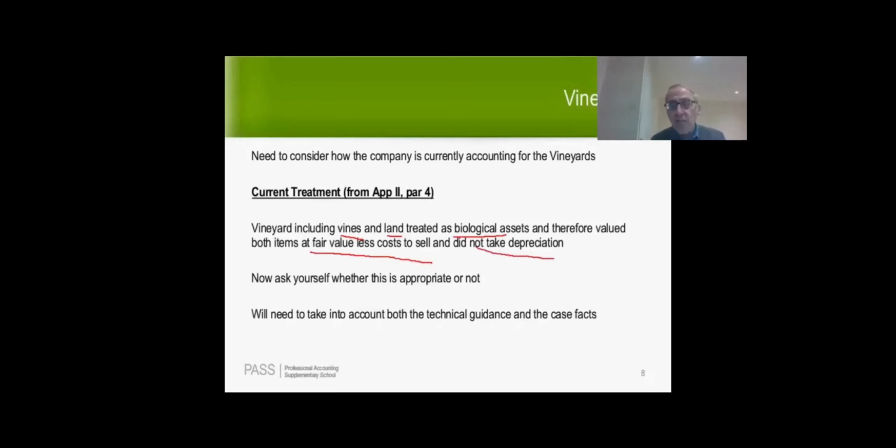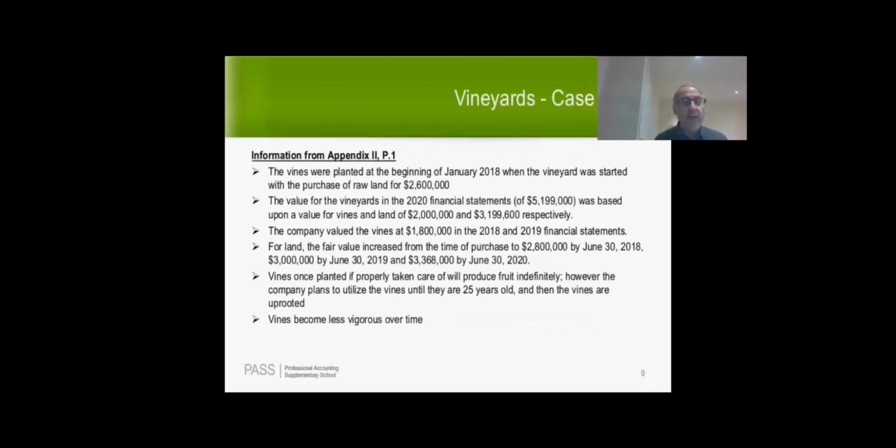The land you in any case don't need to depreciate, but they're not taking depreciation on the vines on the basis that they're a biological asset, and biological assets are not subject to depreciation. So the way you have to analyze the issue is to ask yourself, is this an appropriate treatment or not? Let's take a look first at the technical guidance, then at the case facts, and then we'll tie the two together.